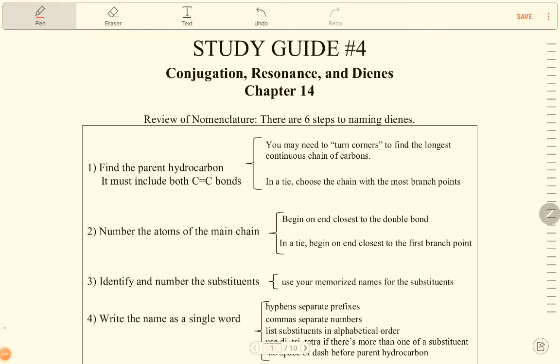Alright, so we are going to start study guide 4. It's about conjugation, resonance, and dienes. So let's review nomenclature. There are 6 steps for naming dienes.